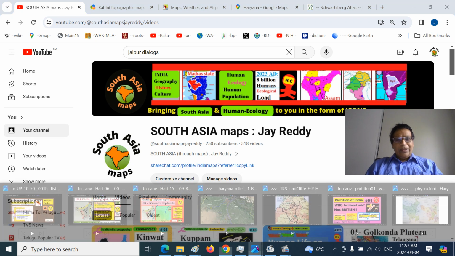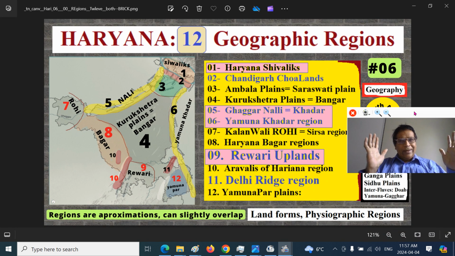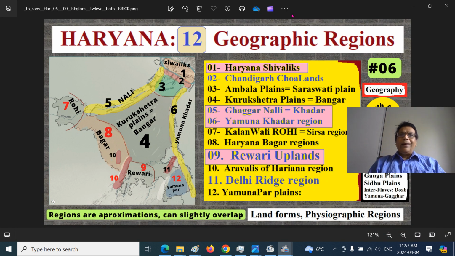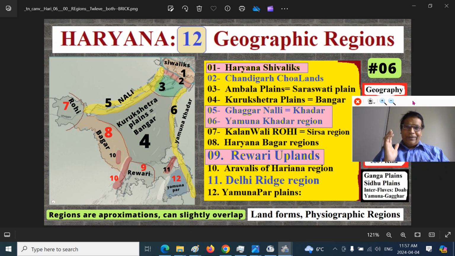In the beginning, at part 6, I have broadly delineated Haryana's 12 geographic regions, physiographic regions. That is the bird's eye view. Briefly about all, today we are expanding part 9 of that, the Rewari Uplands.